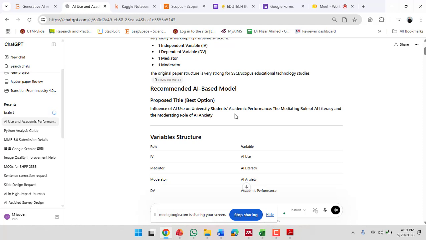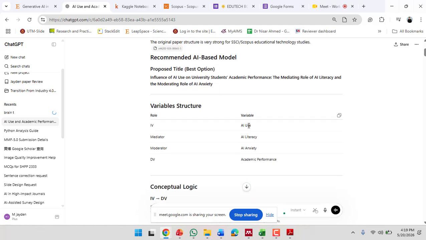This is also one of the best titles for your research study, in which AI use is the independent variable, AI literacy is a mediator, AI anxiety is the moderator, and academic performance is the dependent variable. So these are the main important elements.